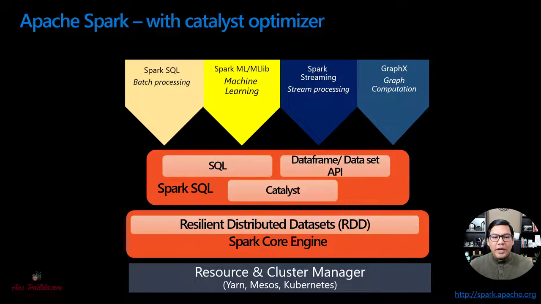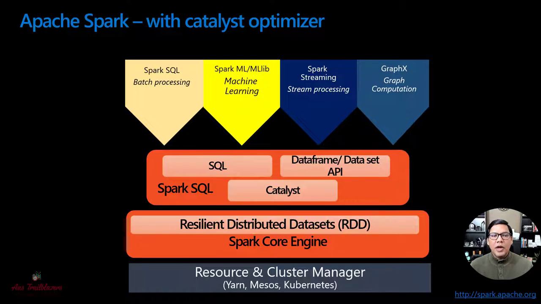Starting with version 1.3, the DataFrame API along with the query optimizer was introduced in Spark, and the Dataset API was introduced in 1.6. The Catalyst Optimizer has evolved from one version to another. In version 2, there were several enhancements with respect to cost-based optimization, and we'll talk about that. As you can see, on top of the Spark Core Engine is the Catalyst Optimizer, a query optimization engine which optimizes your code on submission for execution as well as during execution.